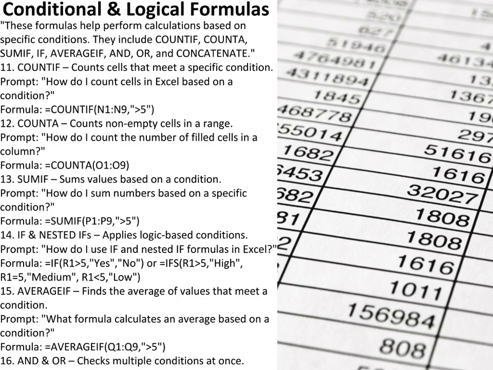15. AVERAGEIF finds the average of values that meet a condition. Prompt: What formula calculates an average based on a condition? Formula: AVERAGEIF(Q1:Q9). 16. AND and OR check multiple conditions at once. Prompt: How do I use AND and OR functions in Excel? Formula: equals AND(S1>5, S2>2), equals OR(S1>5, S2<2). 17. CONCATENATE joins text from 2 cells into 1. Prompt: How can I merge text from 2 cells in Excel? Formula: equals CONCATENATE(T1, T2).